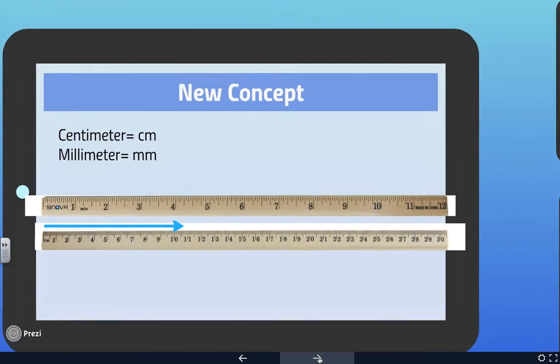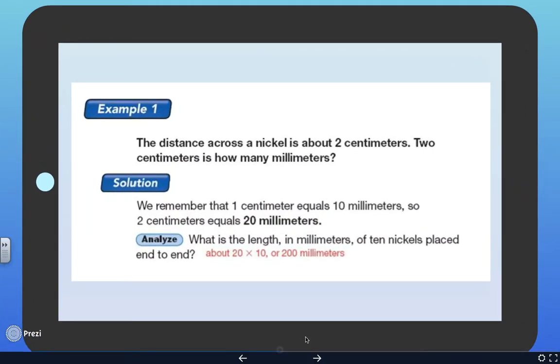All right, let's go back to your example. What is the length in millimeters of 10 nickels placed from end to end? If we were to put 10 nickels all the way across the paper, it would be 200 millimeters.